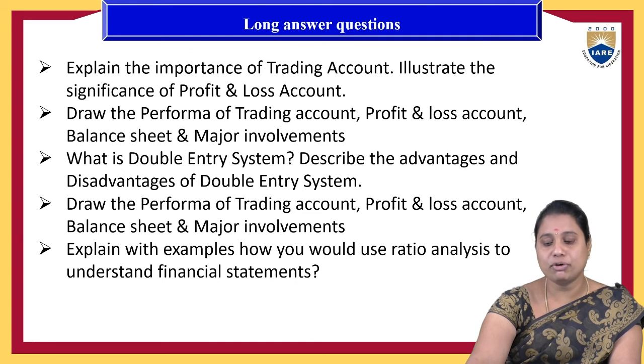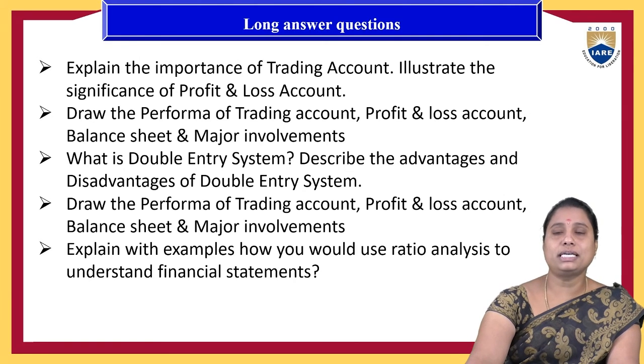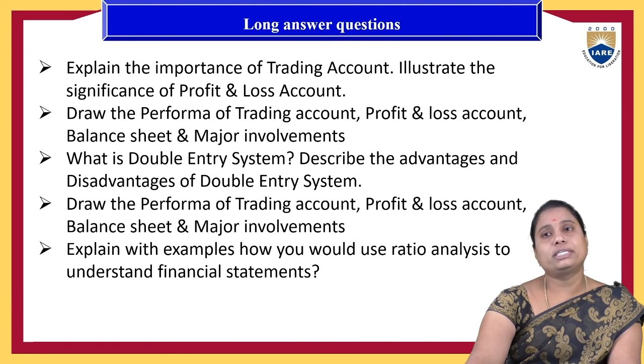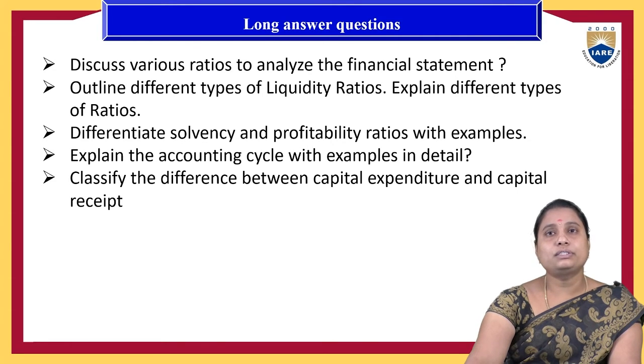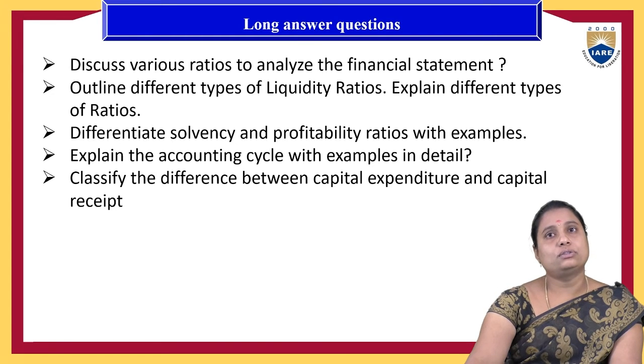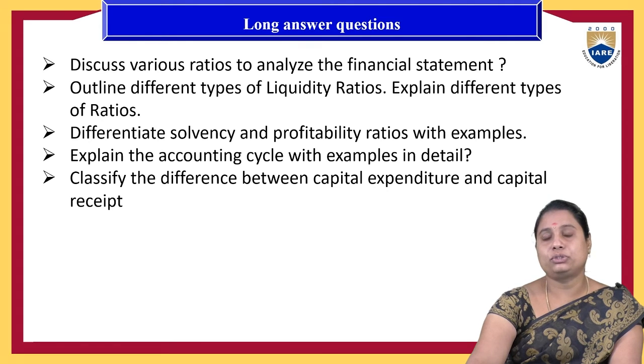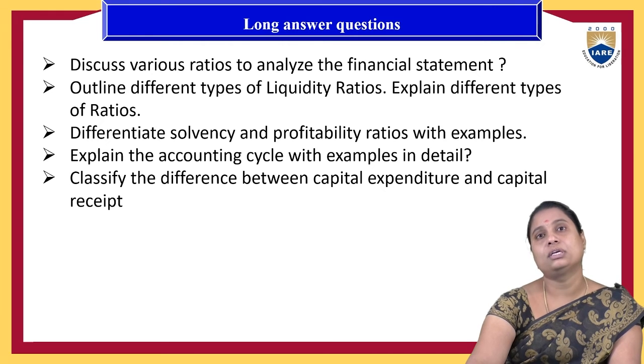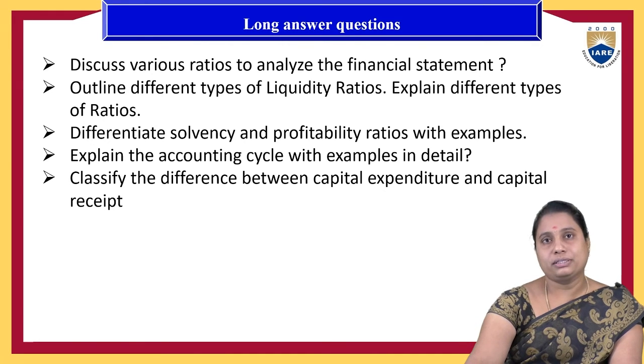Explain with examples how you would use the ratio analysis to understand the financial statements. So uses of each and every ratio analysis type we need to provide here. And discuss various ratios to analyze the financial statement. So that is liquidity ratios, profitability ratios, solvency ratios, capital employed ratios, operating ratios. We need to provide their importance here.